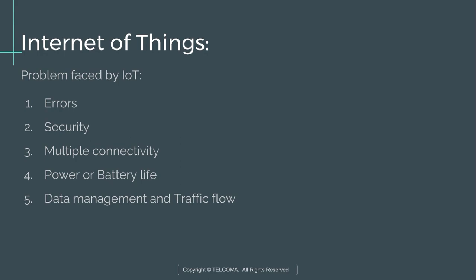Next is data management and traffic flow. As we know, we can interconnect a large number of devices. If a large number of devices are connected, they all generate traffic individually, and it causes a big problem for the management of the data, and we also have to provide efficient traffic flow in the network. So these are the challenges faced by IoT during implementation.